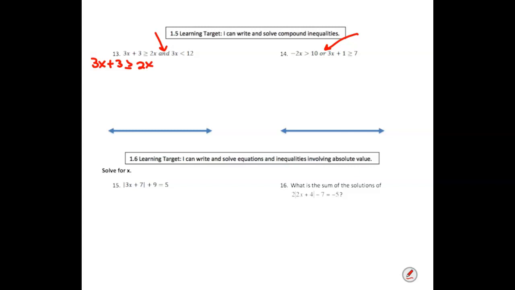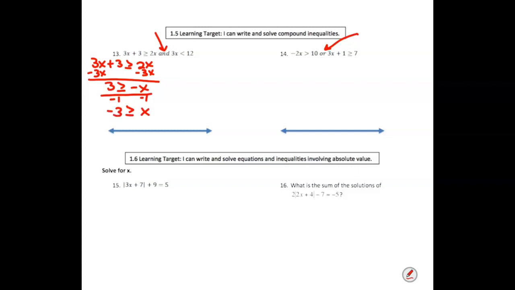for the first one, I would subtract the 3x over here. We have 3 is greater than or equal to a negative 1x. And when we divide by a negative, remember we have to flip that inequality.